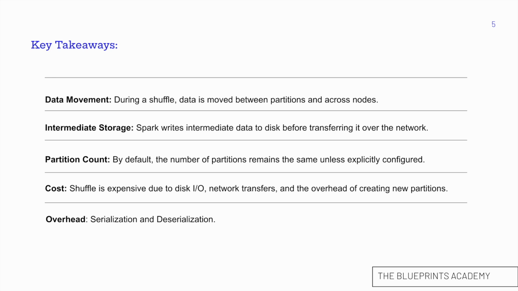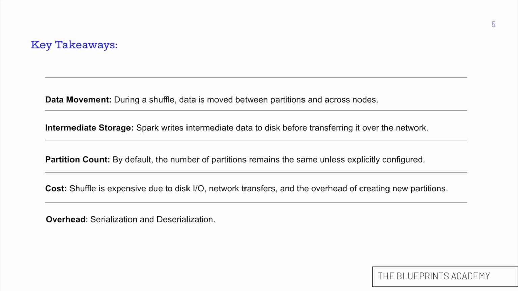So key takeaways. Data movement. This is nothing but the recap of what we just saw in the simulation. During a shuffle, data is moved between partitions and across nodes. Intermediate storage: Spark writes intermediate data to disk before transferring it over the network. This is needed because Spark needs to serialize the data before actually sending it over the network. Partition count: by default the number of partitions remains the same unless explicitly configured. So this is very important. The number of partitions before the shuffle operation would remain the same after the shuffle operation unless you explicitly configure this in the Spark configuration.